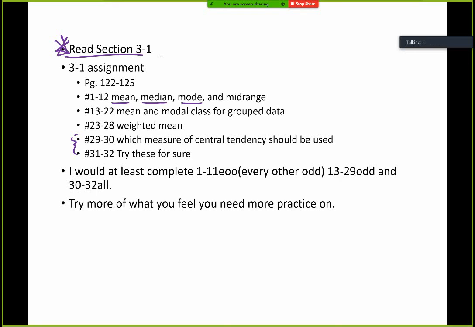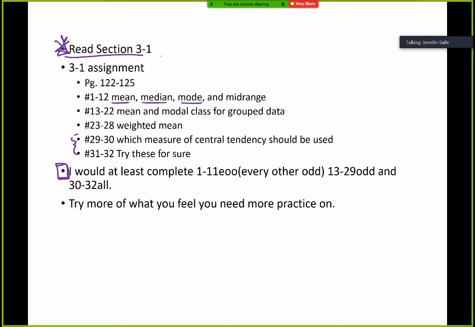Now, if you're like, Miss Galley, I don't like that list thing, give me an assignment. What should I try to make sure that I've got this? So I did give you a suggested assignment. If you don't like that I've pulled it apart by topic, I've given you the suggestion. Here's the bare minimum of what I would do to make sure I'm solid on this section. And then you can go back and feel free to try any more of anything you need.